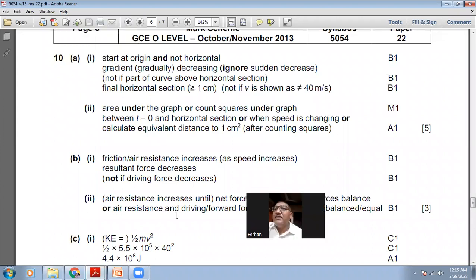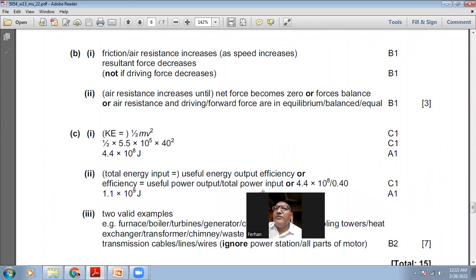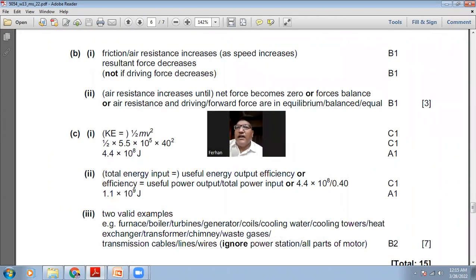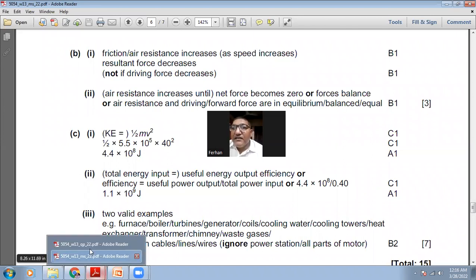Let me check the answer. Question number 10, B, first part. Friction, air resistance increases as speed increases, resultant force decreasing. The driving force was constant, okay? Remember that. The resultant force decreased.